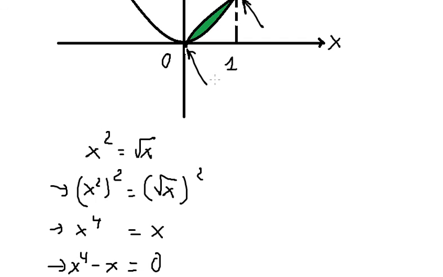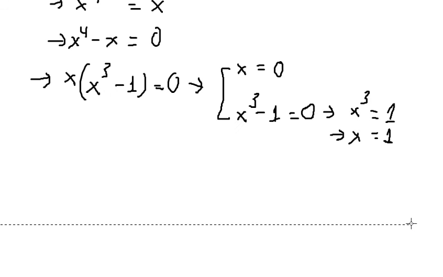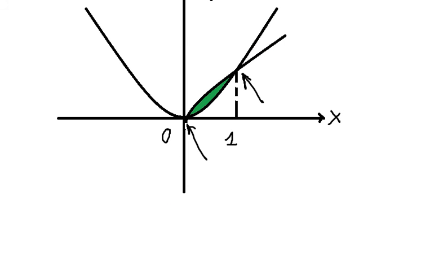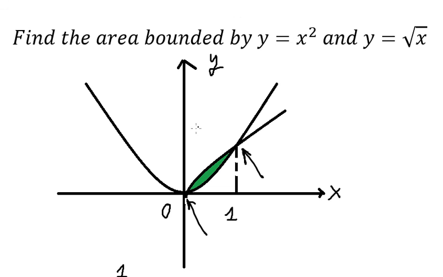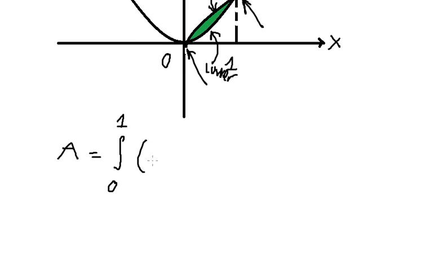And now we can set up the integration. So the area in here should be the integration from 0 to 1. We know that this one is the upper and this one is the lower. So we need to put upper minus lower.